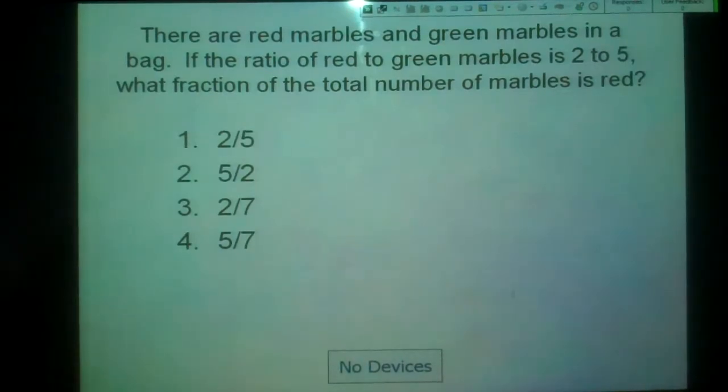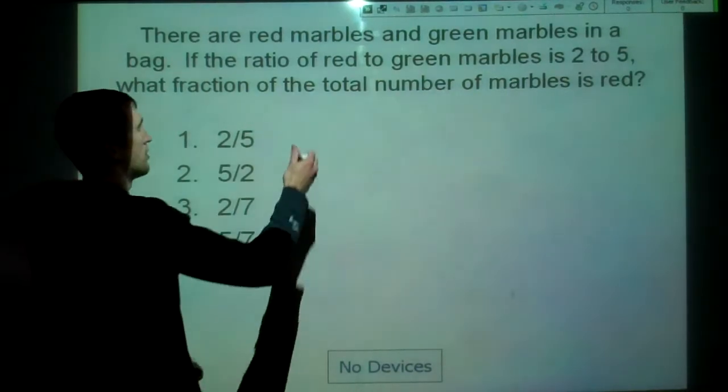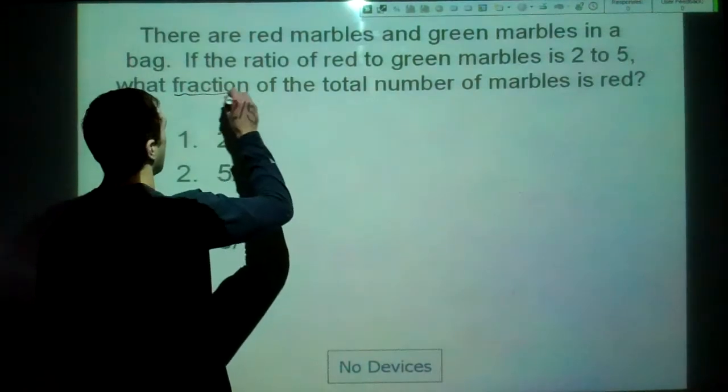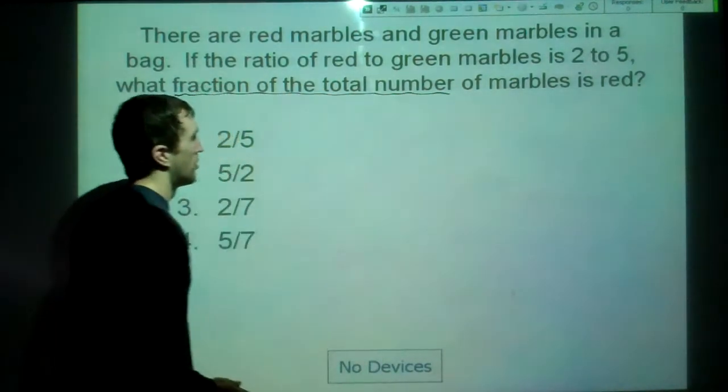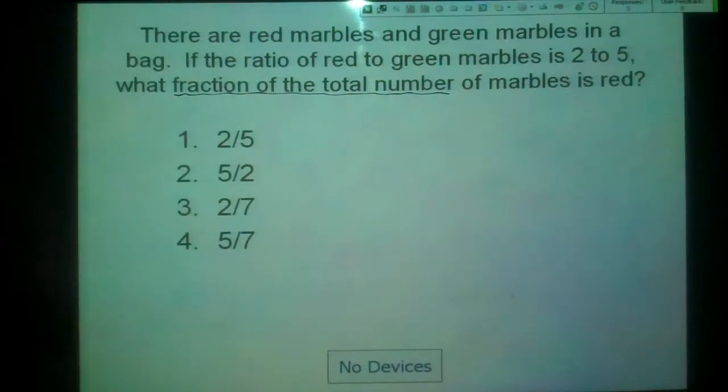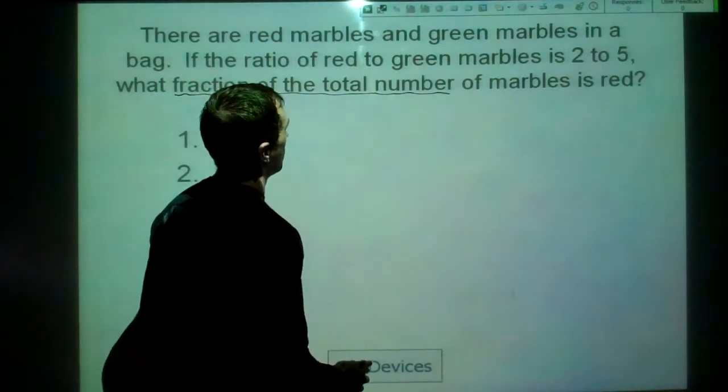All right. Here's another one. There are red marbles and green marbles in a bag. If the ratio of red to green marbles is 2 to 5, what fraction of the total number of marbles is red? Sounds kind of confusing. So now we want to look for what fraction of the total number of marbles is red. What fraction of the total number? Okay. So we know that we have a ratio of 2 to 5.